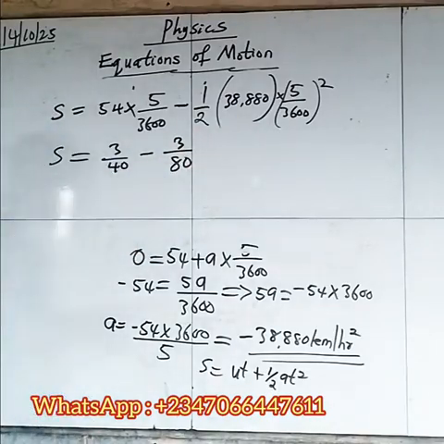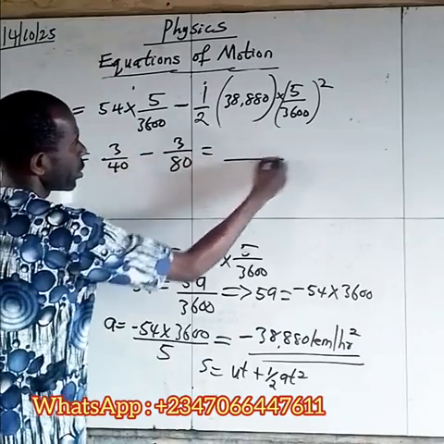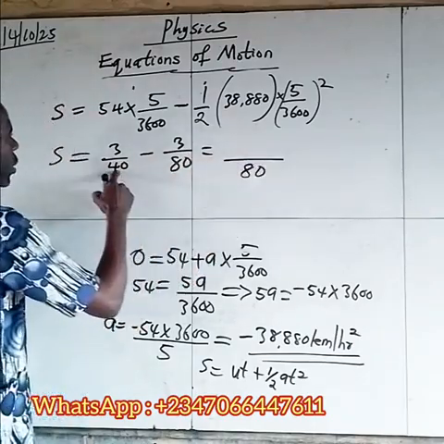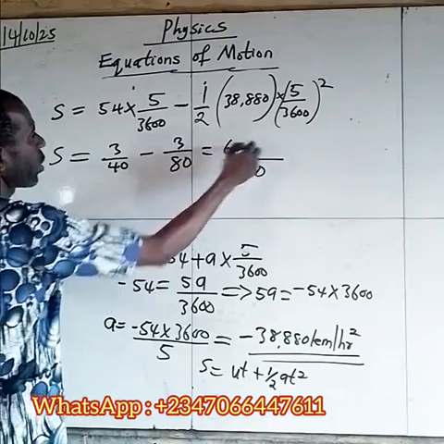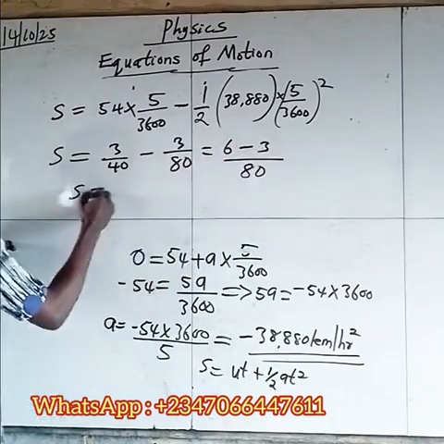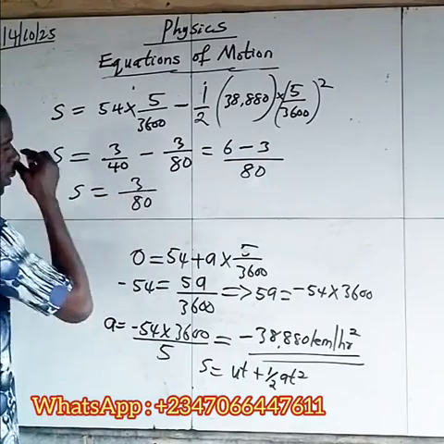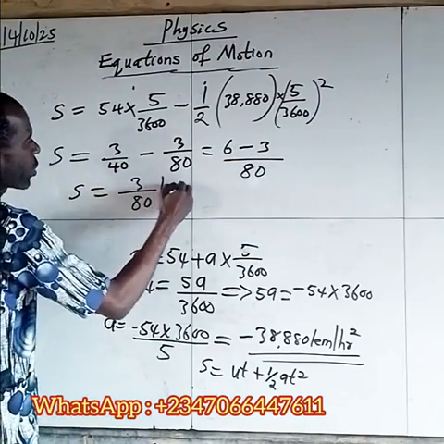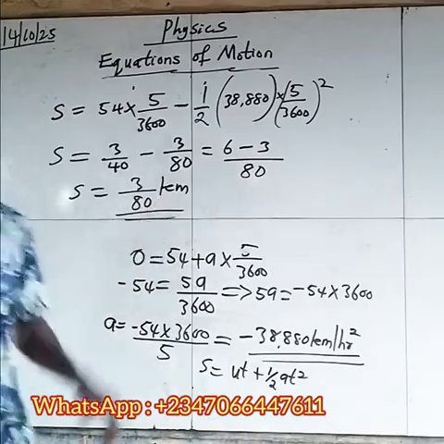Now we can find the LCM. This LCM is 80. Then this gives us 2 times 3, that's 6, minus 3. So s becomes 3 over 80 kilometers. We leave the answer like this. So this is our answer.